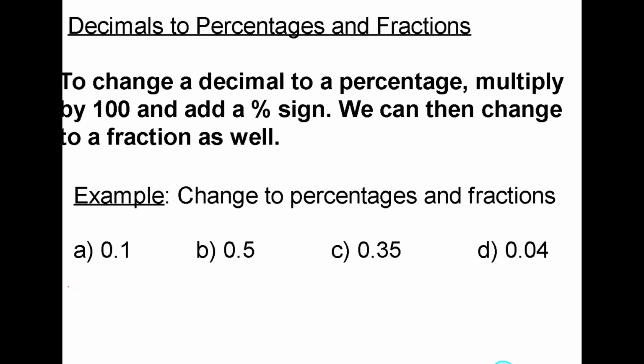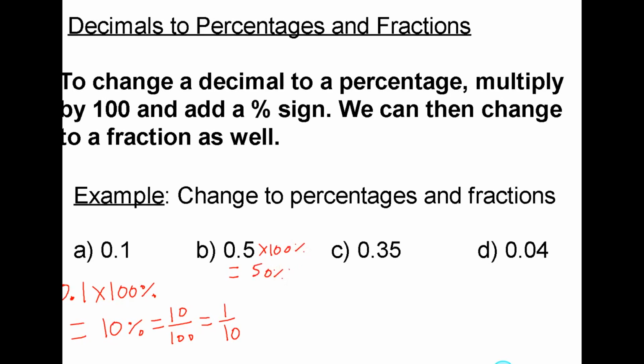So for the first one, if I want to change 0.1 into a percentage and then a fraction, I would first multiply it by 100%. 0.1 times 100 is going to be 10, so I have 10%, which then as a fraction is going to be 10 out of 100, which is going to be 1 out of 10. Similarly, for 0.5, I would have 0.5 multiplied by 100%, giving me 50%, which is 50 over 100, which will simplify to a half.